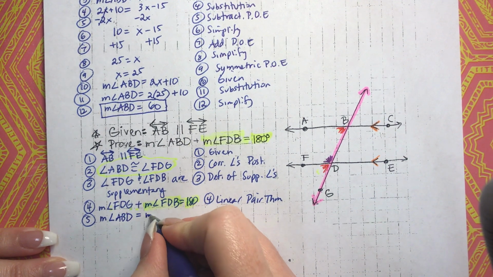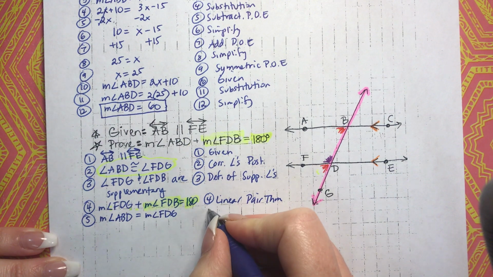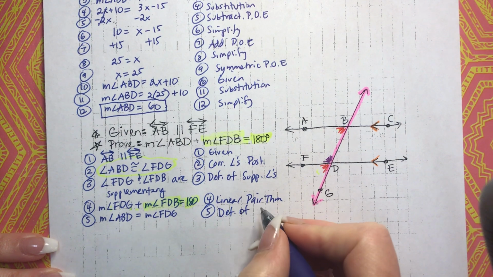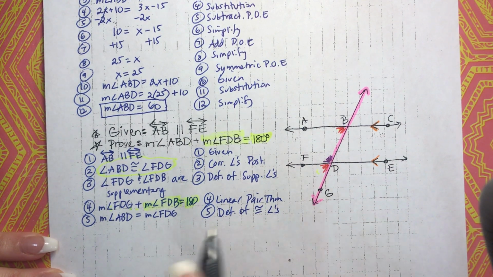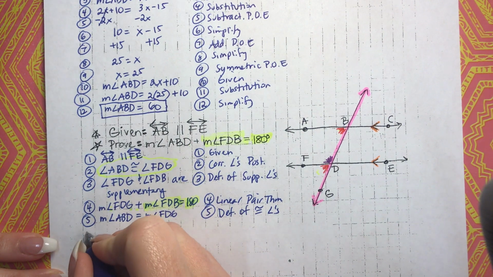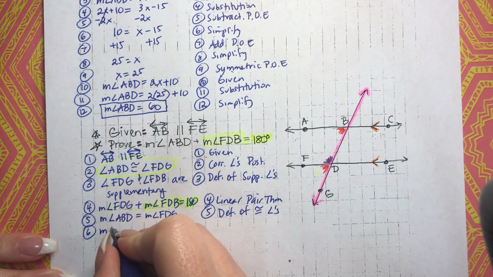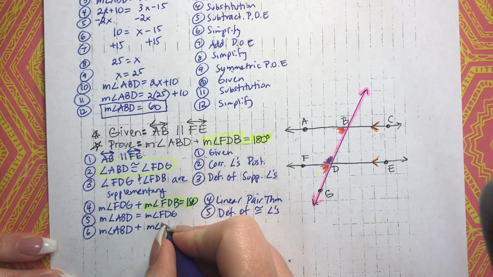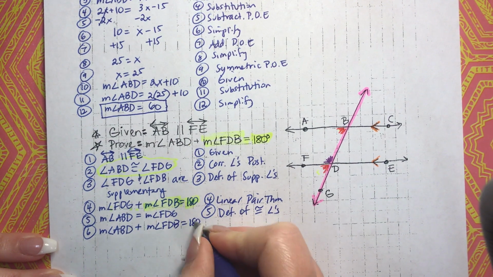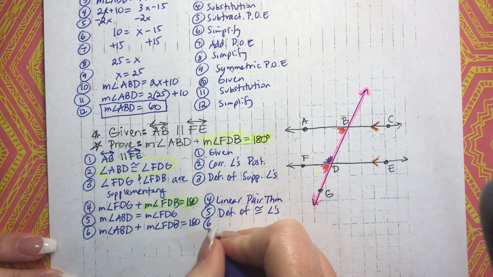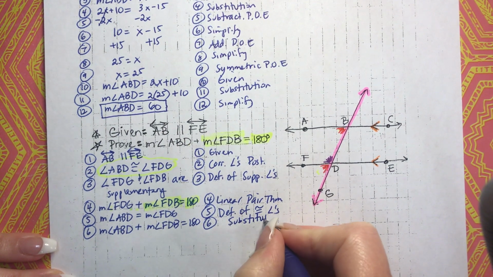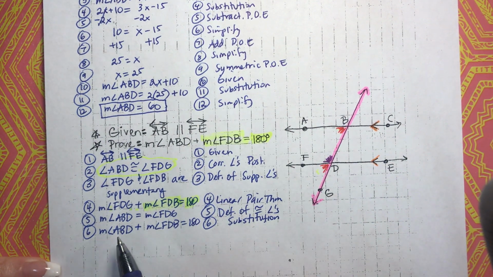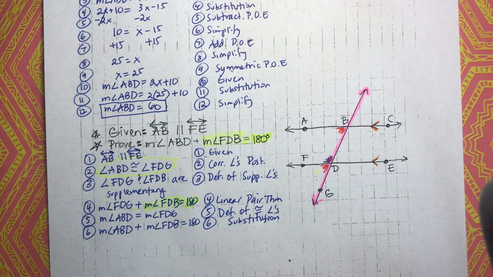So the measure of angle ABD is equal to the measure of angle FDG because of the definition of congruent angles. Now we can substitute it in. All right, so 6. Now we substitute: measure of angle ABD plus the measure of angle FDB equals 180 degrees because of substitution. Woohoo! And I think we have it. Substitution. Okay, yeah, we have it all. It's all the same, so we proved it.